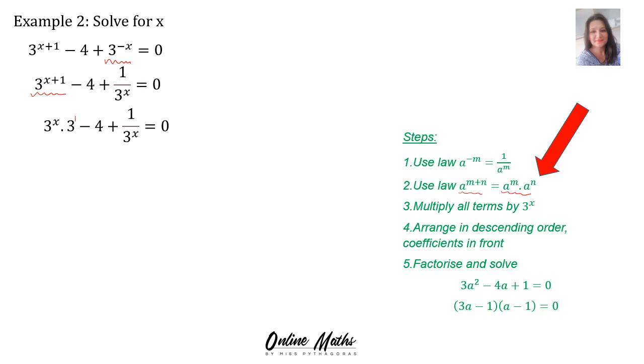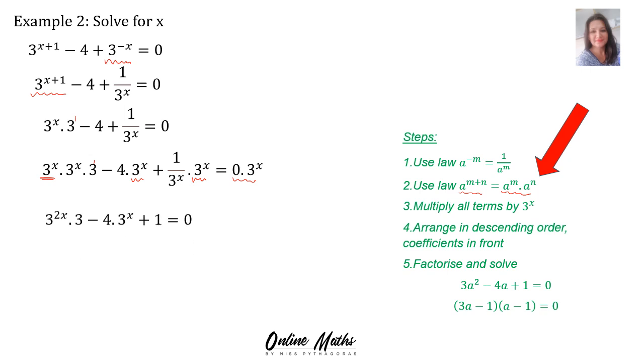Next, step 3, multiply all the terms by 3 to the x. So I multiplied the first one by 3 to the x, the 4 by 3 to the x, the 1 over 3 to the x with 3 to the x, and the 0 by 3 to the x. Then it becomes, on the first one, 3 to the x times 3 to the x. You add, it becomes 3 to the 2x, and then this 3 to the x just writes with. Nothing happened there. On this term, 3 to the x and 3 to the x cancelled each other out, and then 0 times anything is just 0.